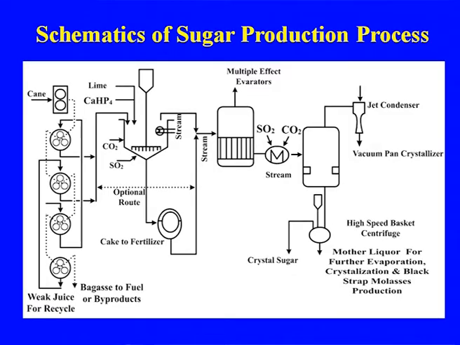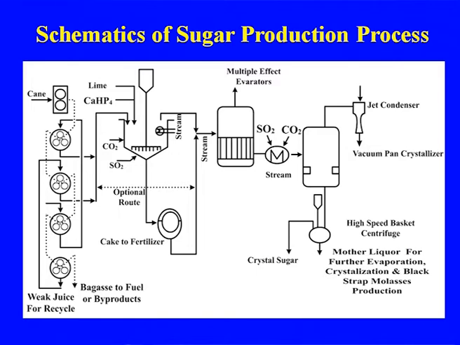This is the flow diagram of sugar manufacture. The sugar cane goes to the various crushers, from where we get the juice, and that goes to where we add lime, CO2, SO2 for purification. Then there is separation and removal of the press mud. After filtration or through the washer, the cake is separated and the filtrate goes to the multiple effect evaporator.